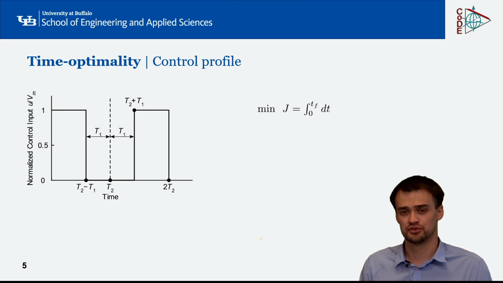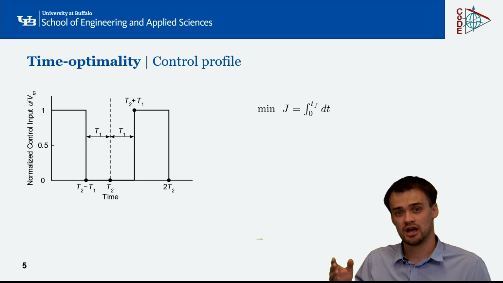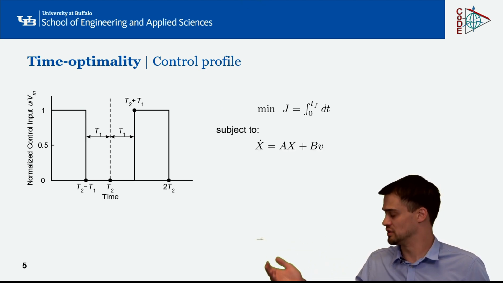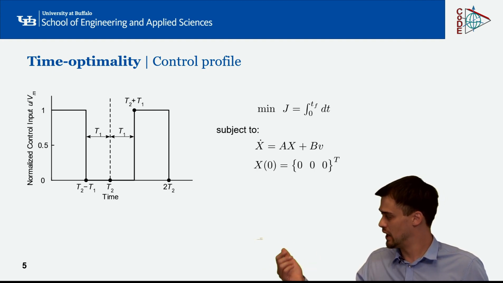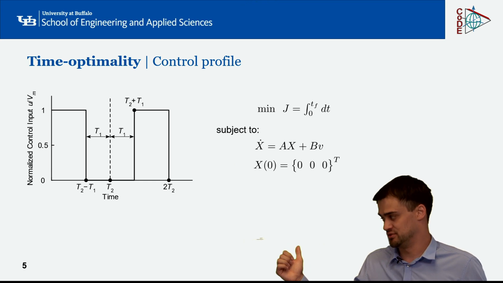It all boils down to the cost, which totally depends on the final time, tf, meaning how long the maneuver should take, which we are trying to minimize. And this is subject to our system dynamics, which I presented on the earlier slide. We know our initial conditions should be all zero, meaning the position of the trolley should be zero, the velocity of the trolley should be zero, and the position of the payload should be zero.